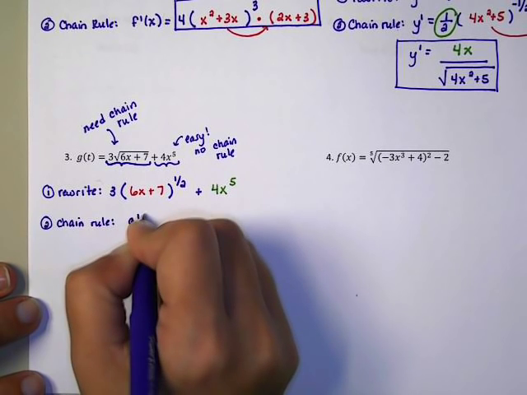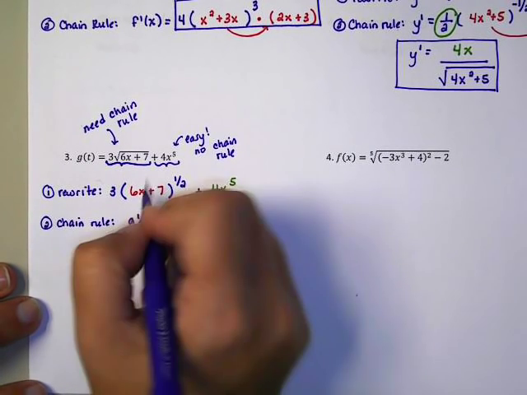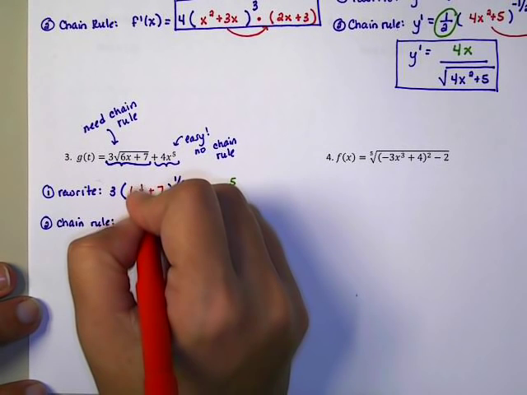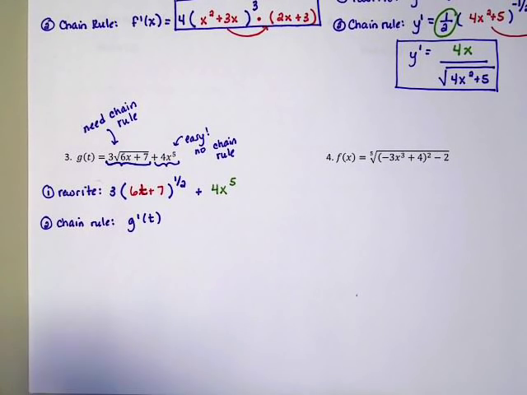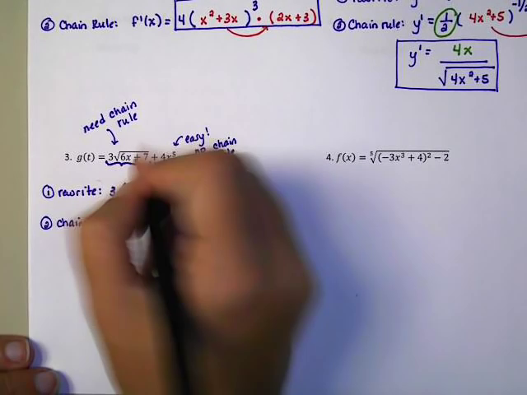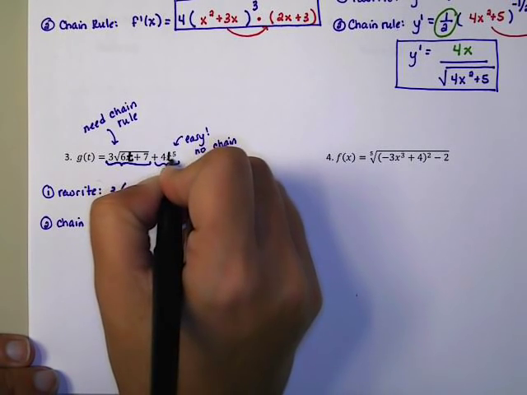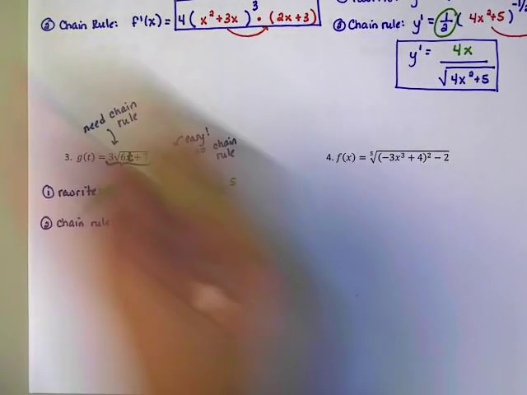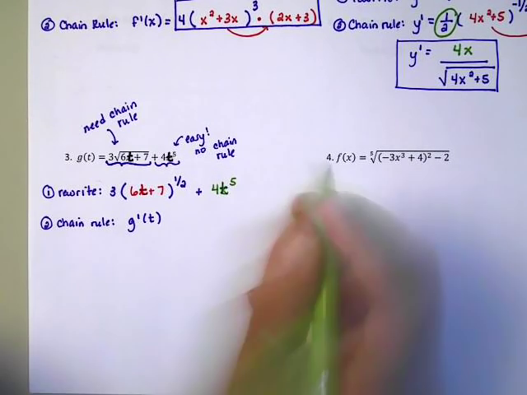So g prime of t, and I apologize, this should have been a t. That was a typo. My bad. And this should have been a t as well. I apologize for that. G prime of t would be.